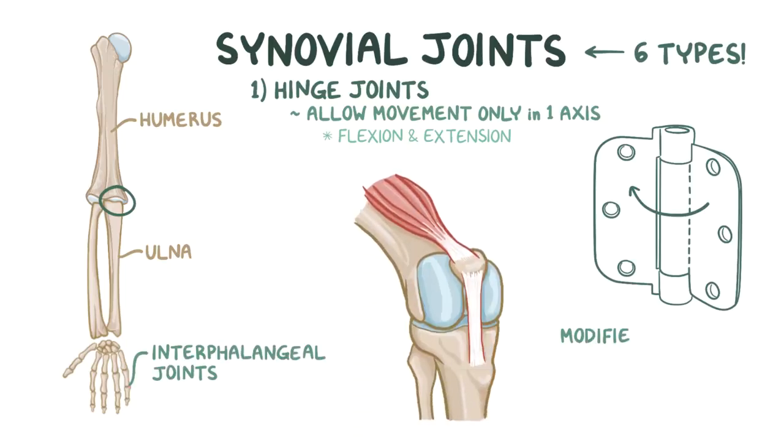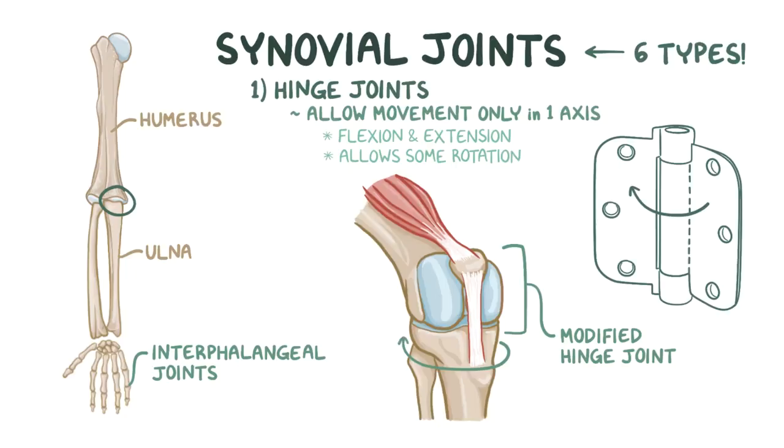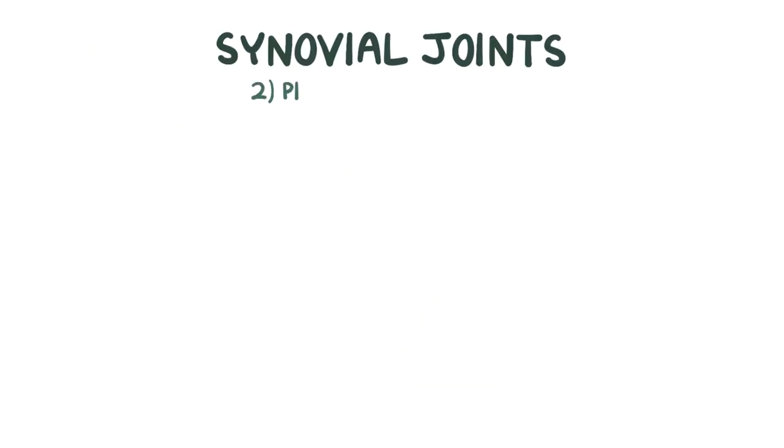The knee is a modified type of hinge joint, because in addition to flexion and extension, it also allows some degree of rotation. The second type of synovial joint is the pivot joint, which allows for rotation.